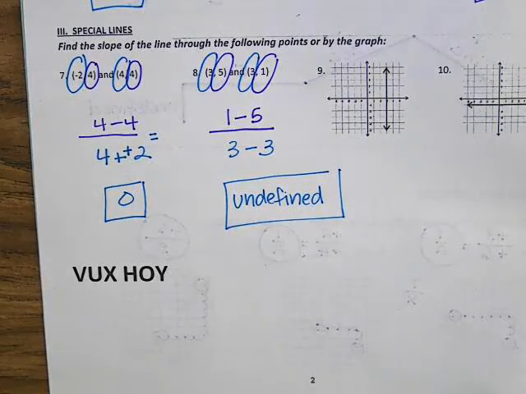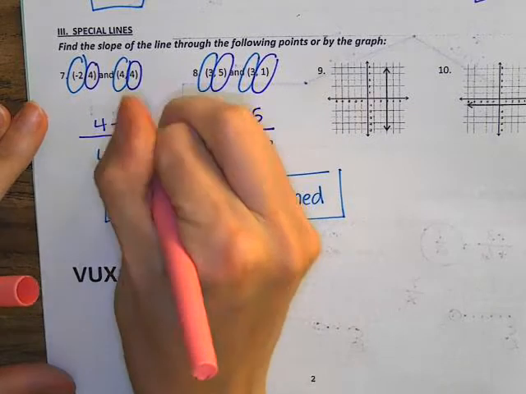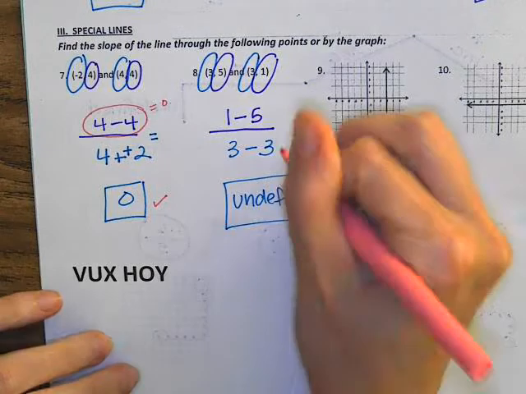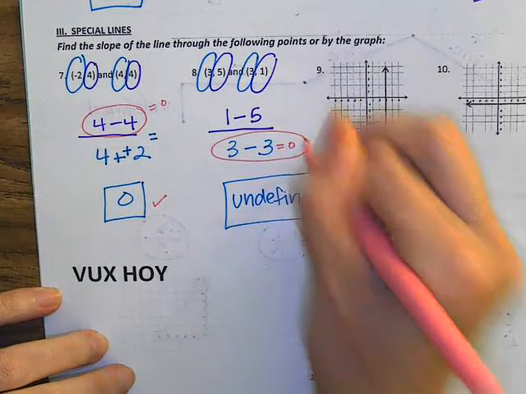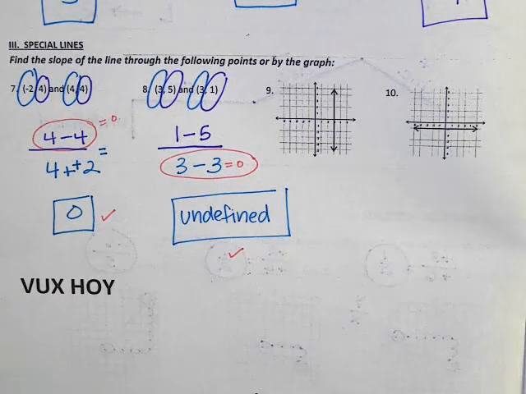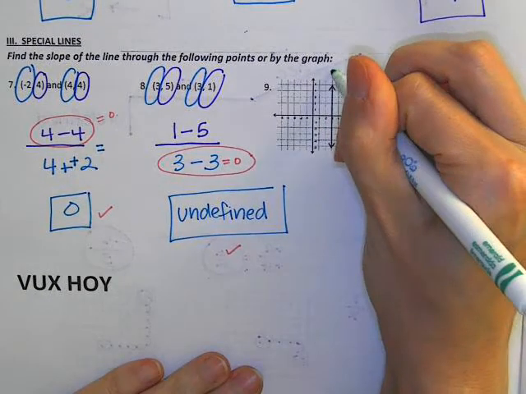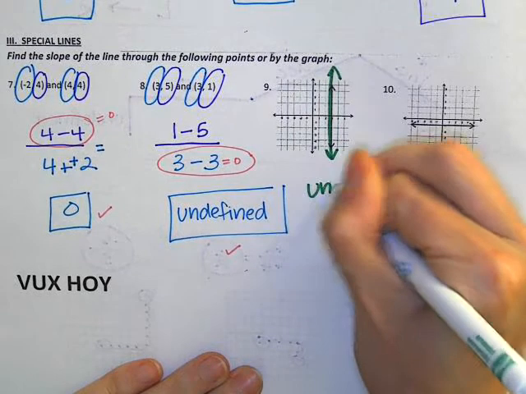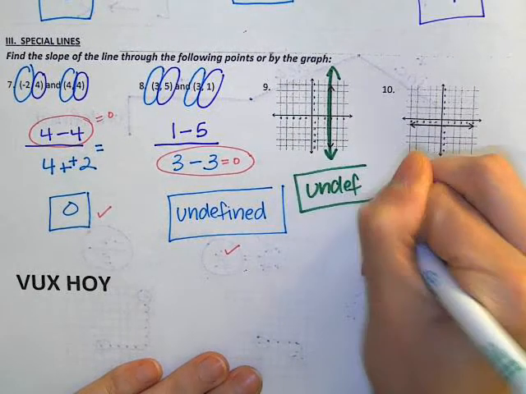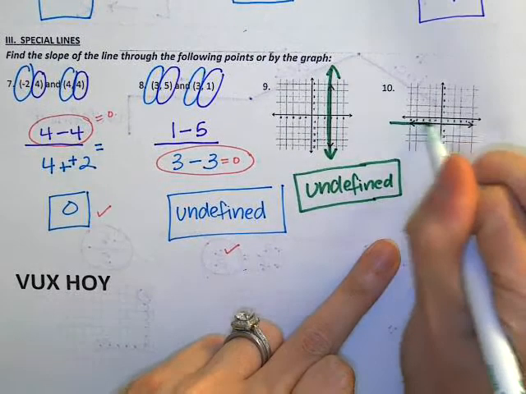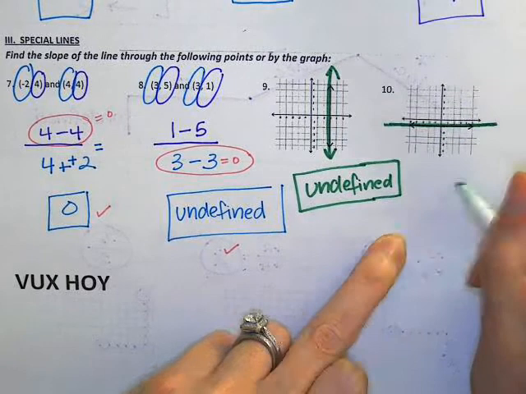The trick, if you guys want a trick, when the numerator equals 0, the slope is 0. But when the denominator equals 0, the slope is undefined. That's how you know. And then lastly, on the front we talked about this. If it's a vertical line, up and down, the slope is undefined. And if it's a horizontal line side to side, the slope is 0.